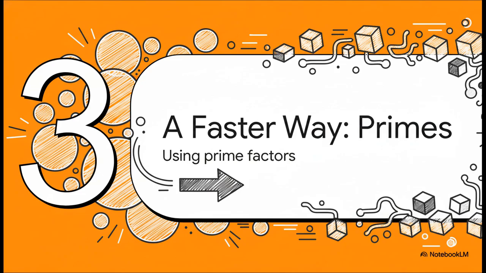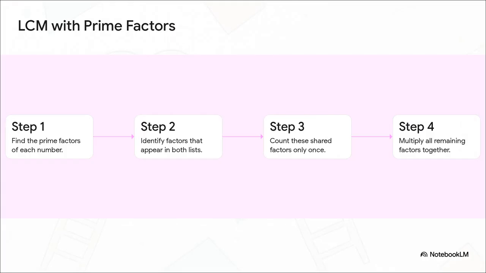And thankfully, there is a faster way. It's a bit more advanced, but it's so powerful. It uses a number's basic building blocks, its prime factors. Now, this might look a little more complicated, but stick with me, because the logic is rock solid. First, you break each number down into just its prime factors. Then, you look at both of those lists, and step 3 is the absolute key. To avoid counting things twice, you only count the factors they share one time. Then you just multiply all the factors you've collected together.